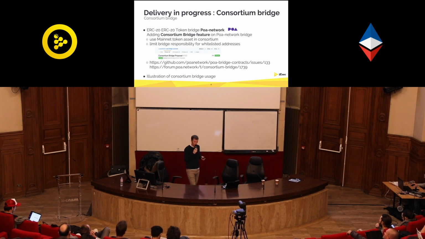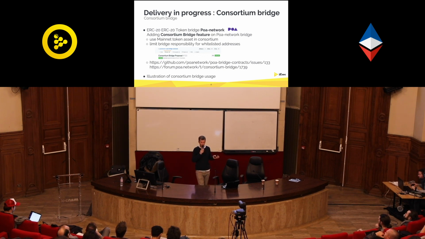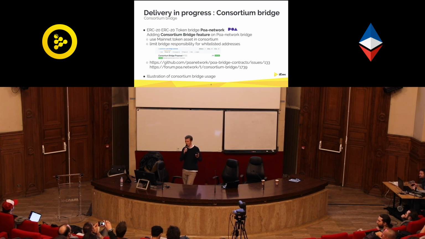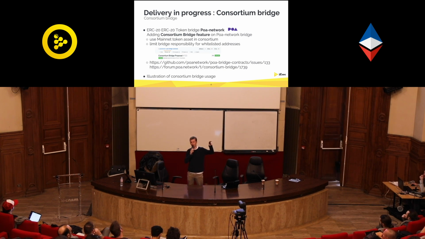So the first thing is the consortium bridge. We start from the Parity bridge and then we use the POA network token bridge. They introduce the possibility to bridge ERC20 to ERC20. I don't know if you are familiar with bridges. Maybe I can explain in one second. With a bridge, you have two contracts: a contract on the mainnet and a contract on your POA chain.